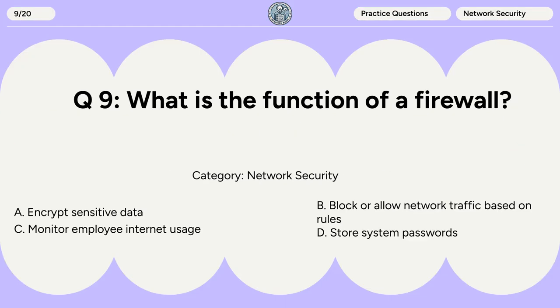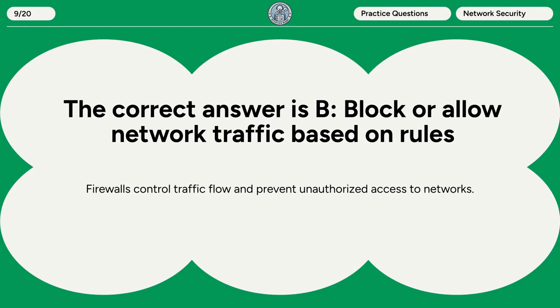Question 9. What is the function of a firewall? A. Encrypt sensitive data. B. Block or allow network traffic based on rules. C. Monitor employee internet usage. D. Store system passwords. The correct answer is B. Block or allow network traffic based on rules. Firewalls control traffic flow and prevent unauthorized access to networks.